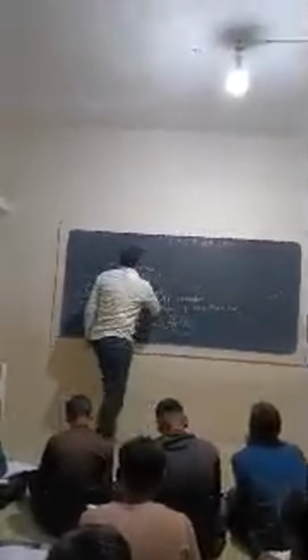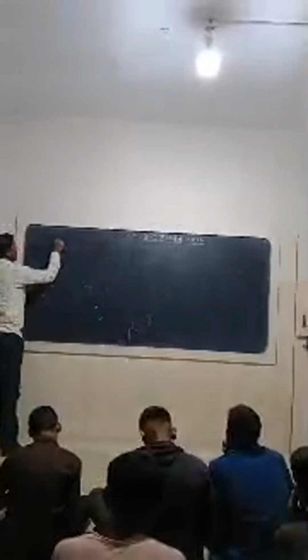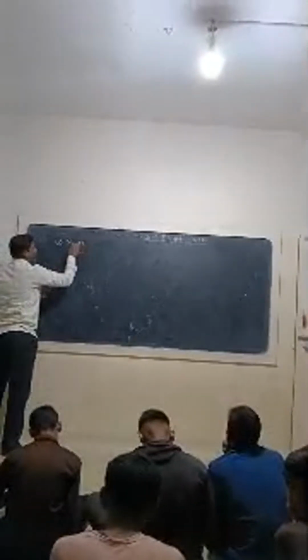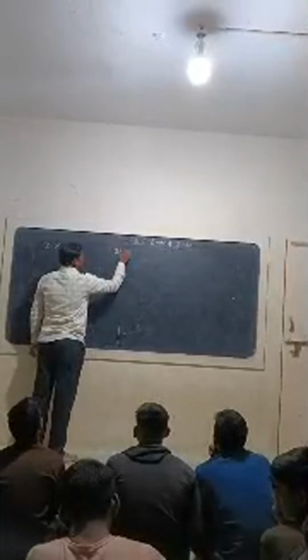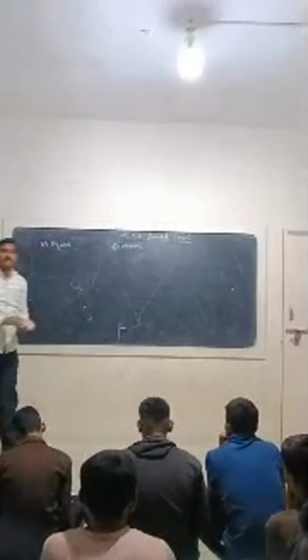The last important question, for 2 marks: difference between mass and weight. If you write the differences, then first write the definition of each point. Write mass in the first column and weight in the second column. For each difference, first write the definition of these points.